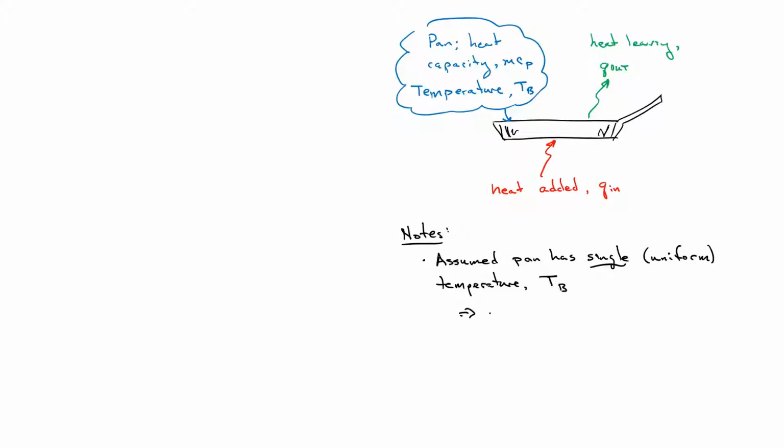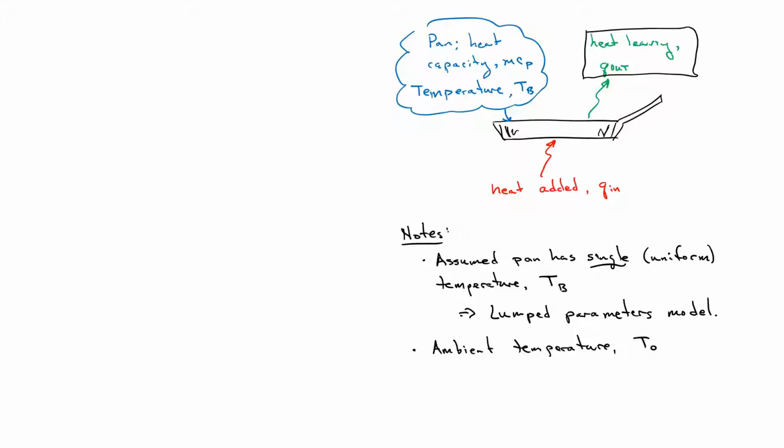That implies that this is a lumped parameters model. So all the energy storage is in a lump in the pan, and there is no variation in energy across the pan itself. There's also an ambient temperature. I'm going to call that T0. The heat leaving the pan, Q out, up here, will be a function of the temperature difference between T_B, the pan temperature, and the ambient temperature, T0, and also a function of the temperature of anything we put in the pan to cook.